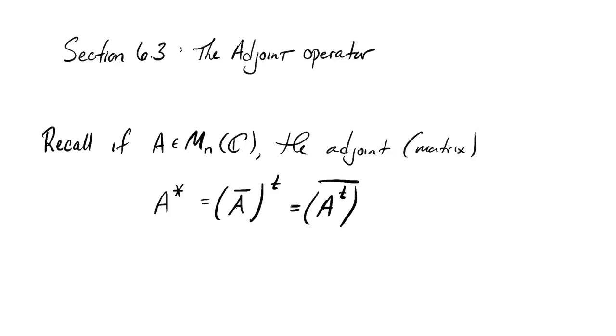All right, welcome back to Linear Algebra. In this first lecture of section 6.3, we're going to introduce something called the adjoint of a linear operator on an inner product space. We can start by recalling that we've already used this term adjoint applied to a matrix.